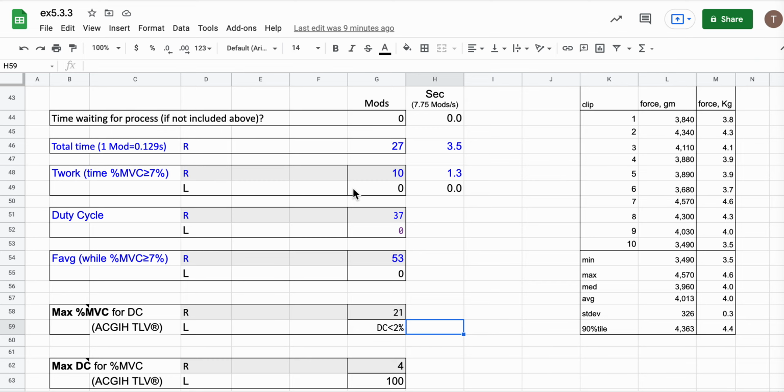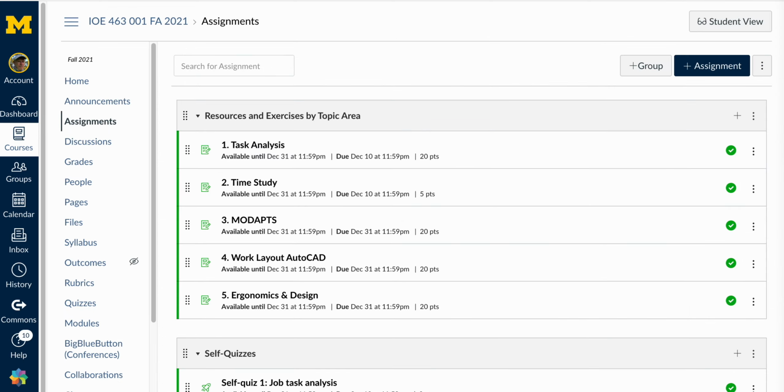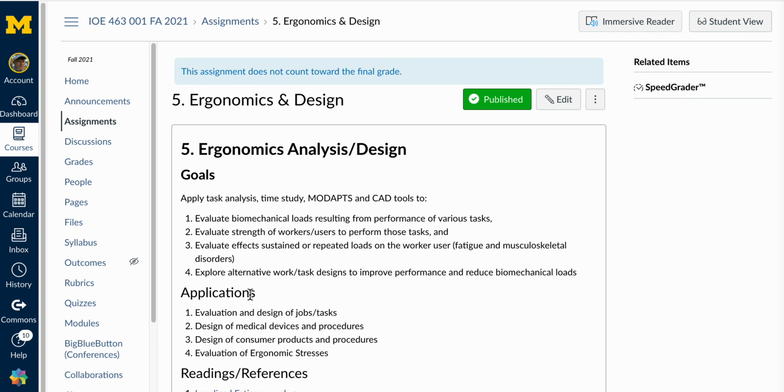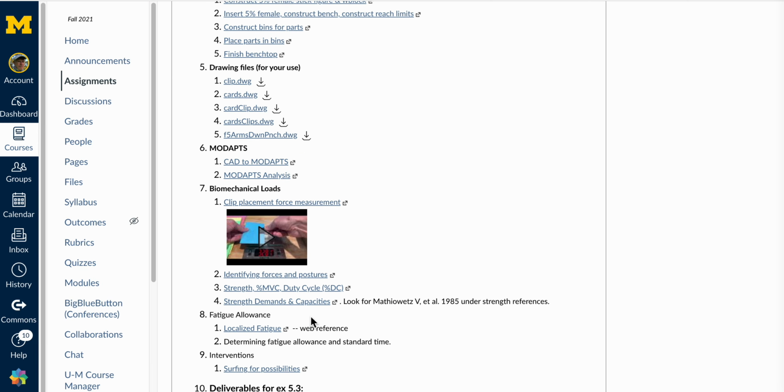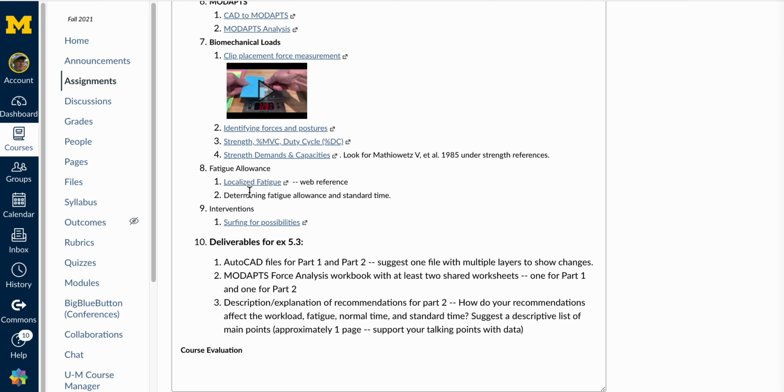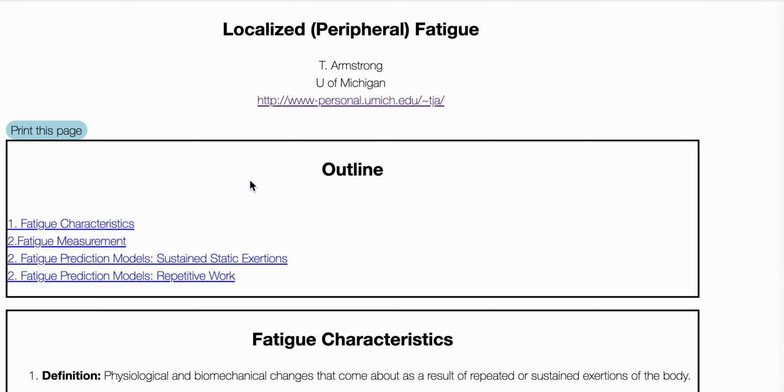So let's return to the Canvas site under assignments, and we'll go to resources and exercises by topic, and we'll go to the top of this where we have all of our resources, and I've been putting the links to the videos and tools that we'll use for this class, and we'll scroll down here to fatigue allowances.